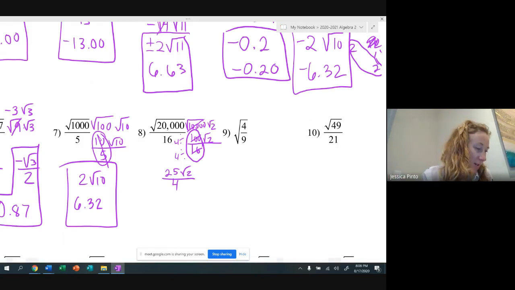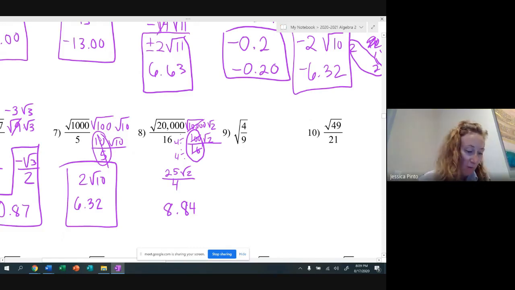So let's see. In my calculator, I start with the 2, the rad 2, times that by 25, and then divide that whole answer by 4. And I got 8.38. So 8.38. No, I keep missing that 10th place, 8.838. And so I'm going to have to round that 3 to a 4.